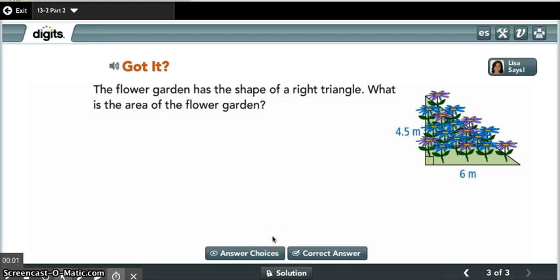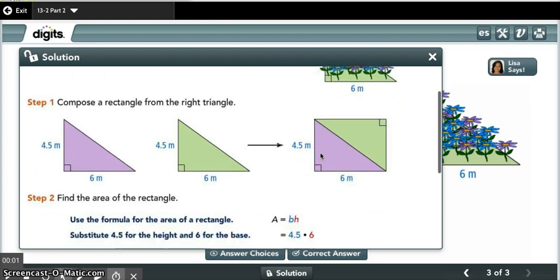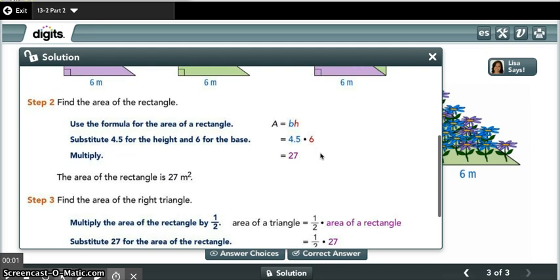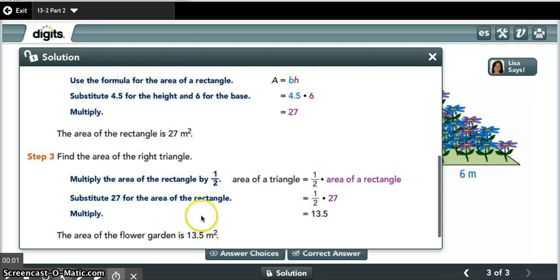Hopefully you had time to try the got it. Let's go ahead and take a peek at the solution. We needed to picture this as a rectangle, so we're going to do 4.5 times 6 to find the area of the rectangle. Then we're going to take half of it, and half of 27 is 13.5. So our area of that garden bed was 13.5.